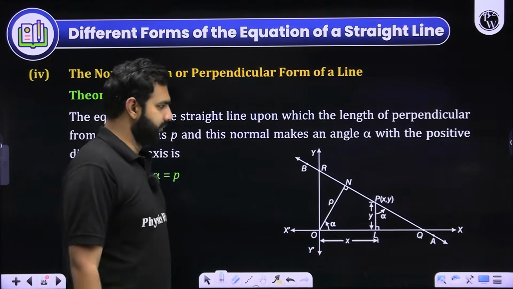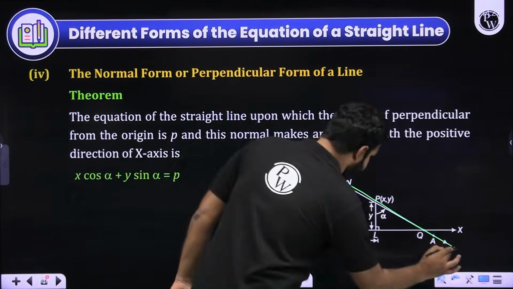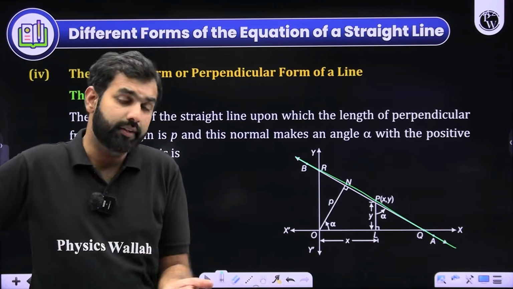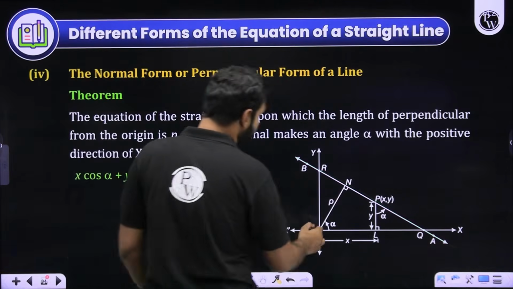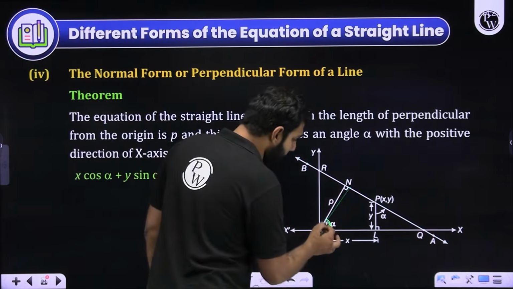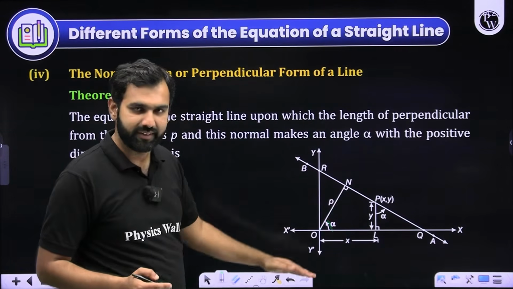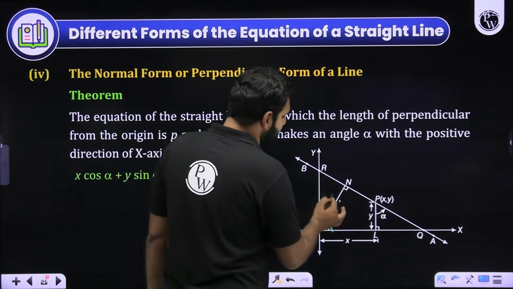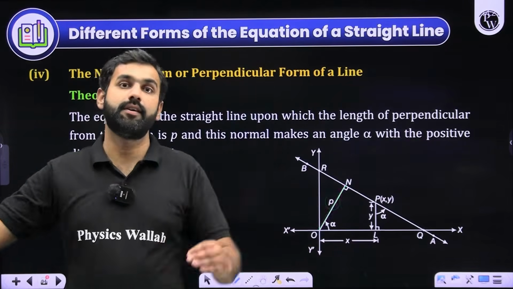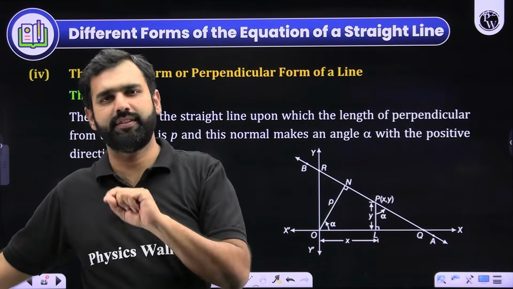First of all, I hope this conclusion remains very clear that there will be a straight line, but nothing related to that straight line is given to us. Rather, what is given to us is that a perpendicular from the origin is dropped on that line. So the angle that perpendicular makes with the positive x-axis is given, and its length. Or in simple language, the perpendicular distance of the line from the origin is given. So two things are given.